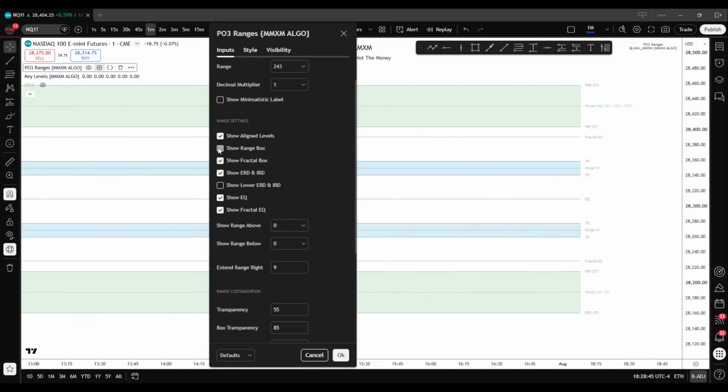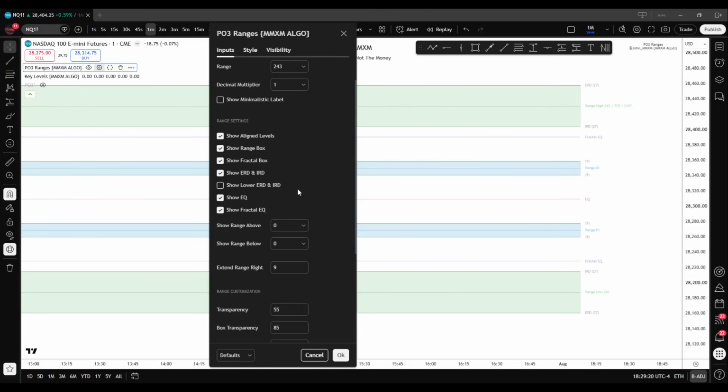Simple box is just going to show the box there. I like the boxes, but if you want to see just straight lines, that's fine too. Fractal box is the same thing, the box there. ERD and IRD, external range demarker and internal range demarker, are above the range high and below the range low, and inside as well. Then you have lower ERD and IRD. This is up to you. If this was an 81 range, then the ERD and IRD for the 81 range would be right there.